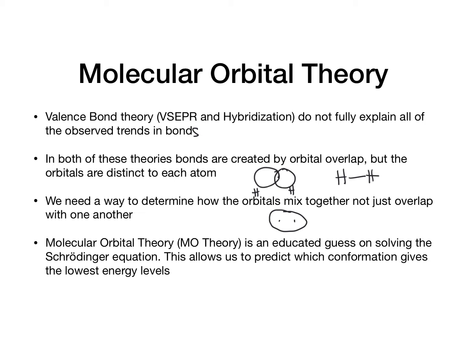Molecular orbital theory is an educated guess to solve the Schrodinger equation. The Schrodinger equation was covered in previous videos, and what we've learned is that it's really complicated. So this is like an educated guess, meaning you plug in the numbers and see if it works out. We're going to be able to predict which conformation of the electron orientation gives us the lowest energy levels. So the question is, how do we come up with the molecular orbitals when it uses complex math?